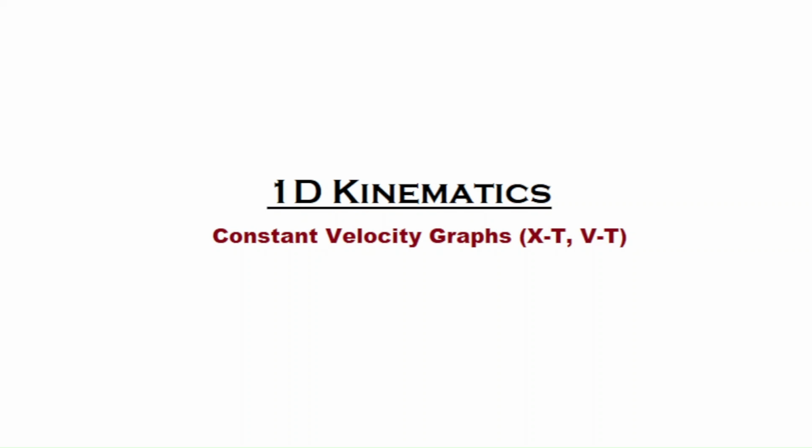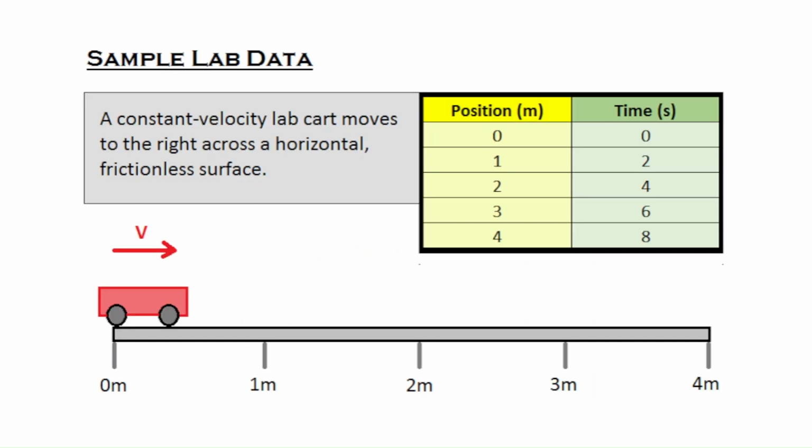In this video, I'm going to focus on position versus time and velocity versus time graphs for objects that move with constant velocity. Let's look at an example. Here this red cart is moving to the right along this horizontal track. The position versus time data shows that every 2 seconds the cart is moving exactly 1 meter. Because it's changing its position at a constant rate, this is an example of constant velocity.